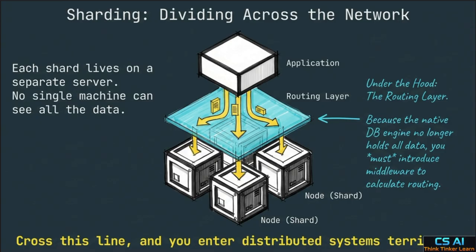Unlike simple partitioning, sharding happens across the network. Each shard lives on a separate server, and no single machine holds the whole truth. Because the database engine no longer sees the full picture, you have to introduce a routing layer, middleware that sits between your app and the shards to ensure your request lands at the right address. You're now officially in distributed system territory.